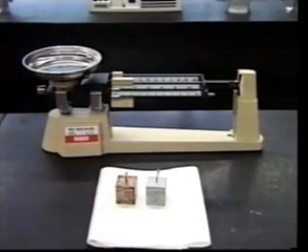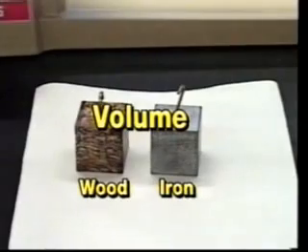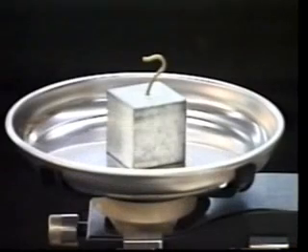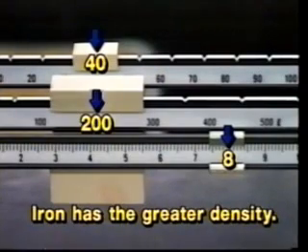With the blocks of wood and iron, since both objects occupy the same volume, the object with the greater mass, iron, has a greater density.